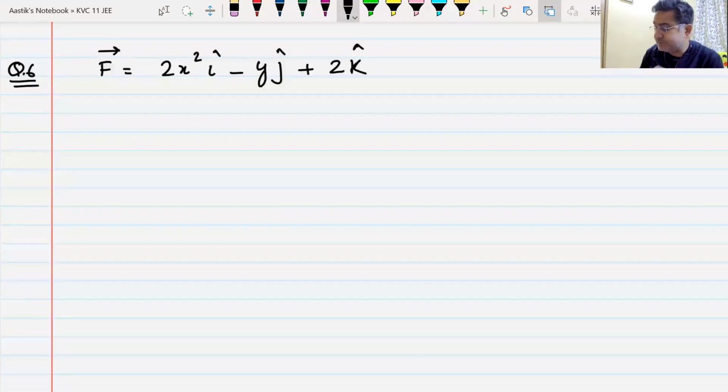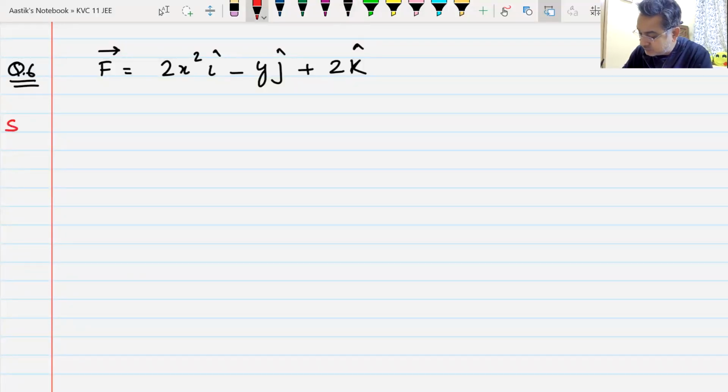This is a force, which is a conservative force: 2x square i minus y j plus 2 k. You have to find out the energy function of this force. And I'll give you 2 minutes. Don't worry about that, 2 minutes you have. Well, no answer till now. Is it such a difficult question? So I have to find out the energy function.